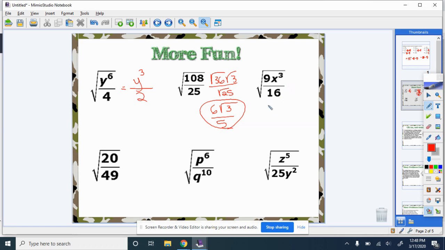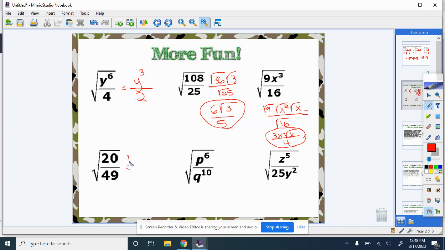All right, for the next one, I have root 9, and I'm going to break up x to the 3rd into root x squared and root x. My denominator, I already know the square root of. So this leaves me with 3x root x over 4. Because I know the square root of 9 is 3, I know the square root of x squared is x, and I know the square root of 16 is 4.